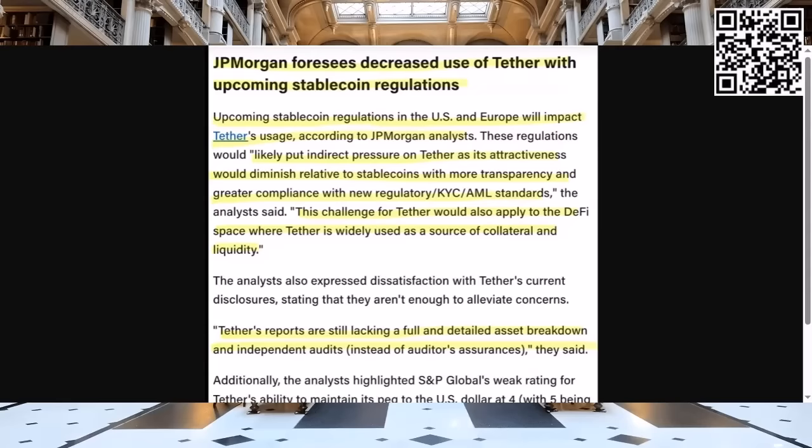This is where people feel as though the utility run is imminent, because when you hear things like this, I'm not a fortune teller, but I can do research just as much as the next guy. So it would diminish relative to stablecoins with more transparency and greater compliance with new regulatory KYC AML standards. This is where people get really afraid, and I'm not trying to scare you guys about the whole thing of what's going to happen to BTC, because again, all of that volume is dominated by a Tether pairing. And of course, Tether is paired up with so many things, right?